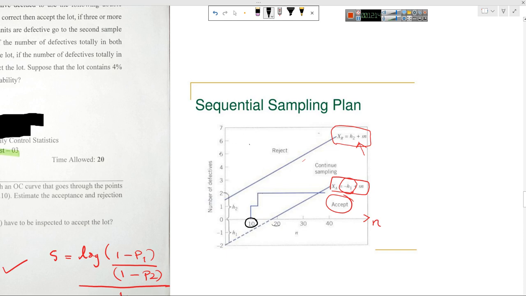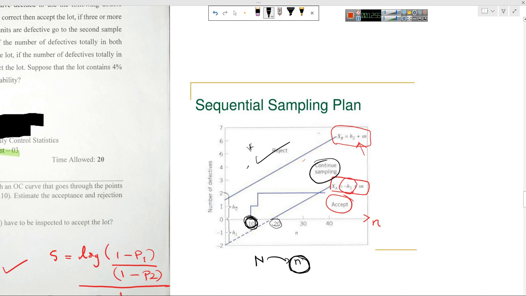Now for example, if we take 10 items from the lot, that is n, the sample size, and let's say we found 4 defectives, then we will definitely reject that lot. Otherwise, if we take 10 items and we found 1, then we will go for the second sampling, right? So in the second sampling we take 20 items and we found 2 defectives, so again we have to continue the sampling process.